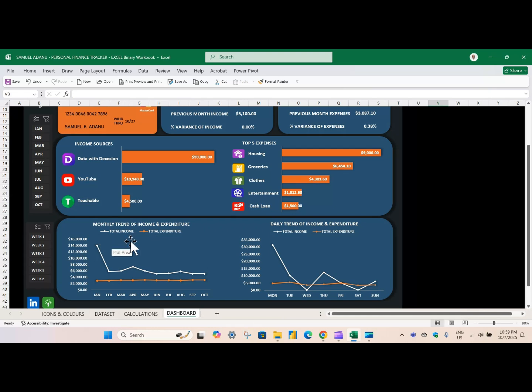Our monthly trend of income and expenditure shows that total income over the entire 10-month period was above expenditure, whilst the daily trend of income and expenditure shows that income normally was high on Mondays and Tuesdays, then also on Thursdays and Sundays, whilst the income fell on Wednesdays and Saturdays. Expenditure is always on an even level.